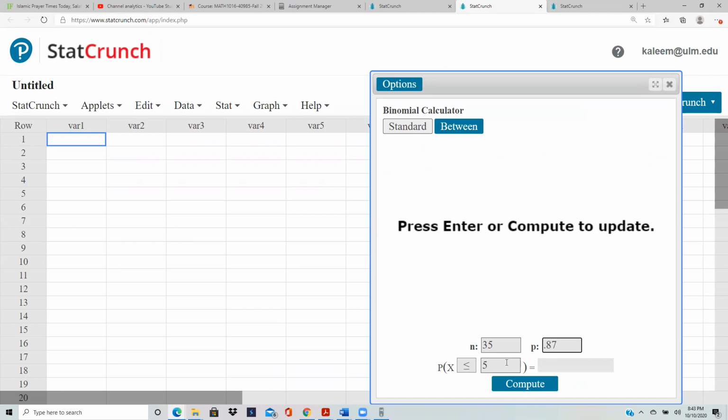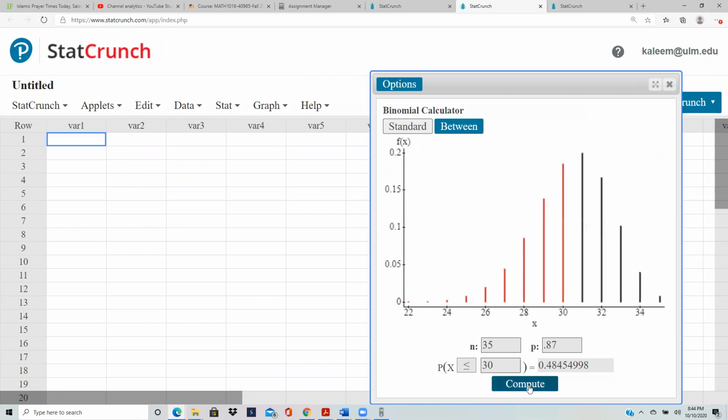And we were asked the probability that no customers are sent to another hotel, which will happen if 30 or fewer people show up. So X is less than or equal to 30. In this case, nobody will be sent to another hotel. So 0.4845.